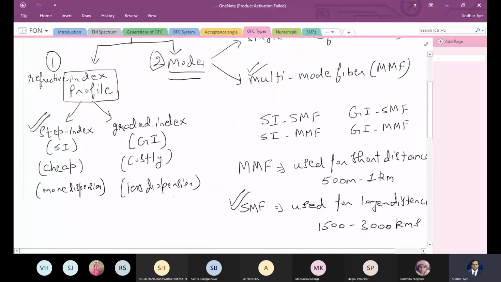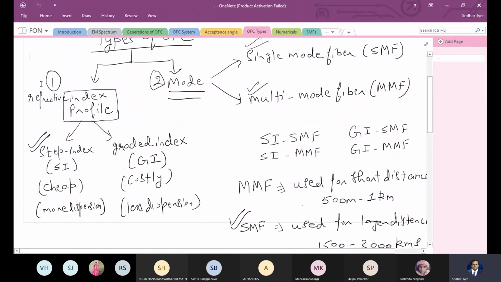The other manner in which we can differentiate between types of fibers is based on what is known as mode. And the mode basically is a set of electromagnetic fields, and if they are orthogonal to each other, then we call them transverse electromagnetic or linearly polarized modes. So based on this, we have the single mode fiber and the multi-mode fiber.